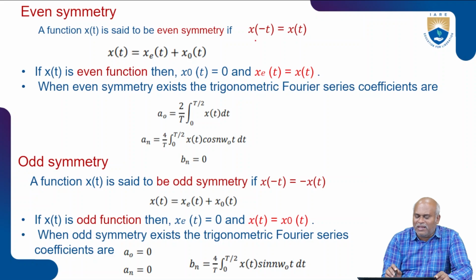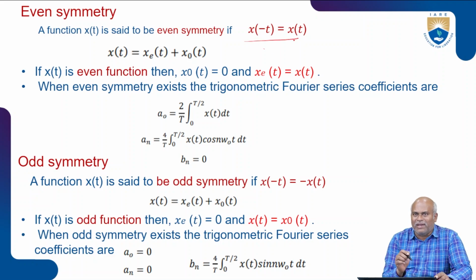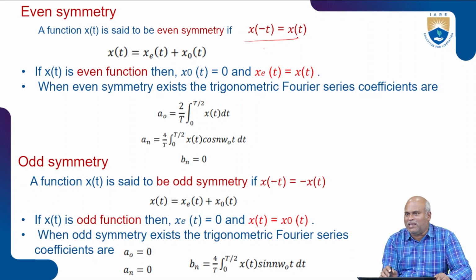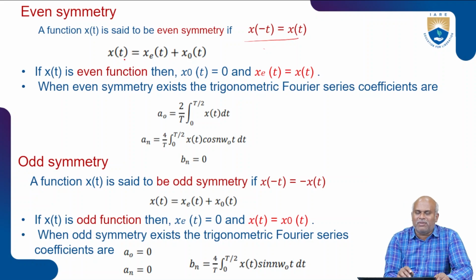Then x of minus t is equal to x of t, we write. When we studied the signal, I said that if the signal is even and we take the minus value, then it produces x of t only. Now, for any signal, it is present as the even as well as the odd signal.